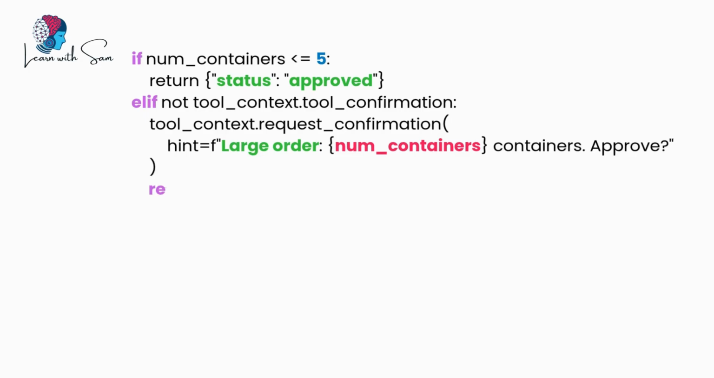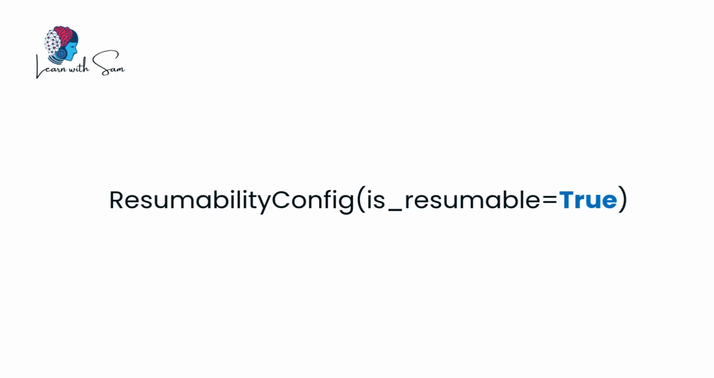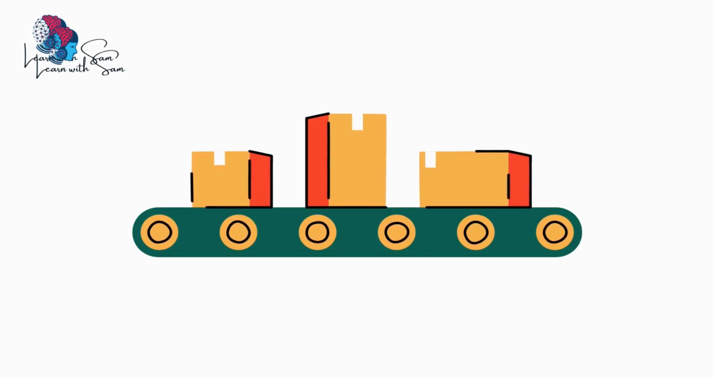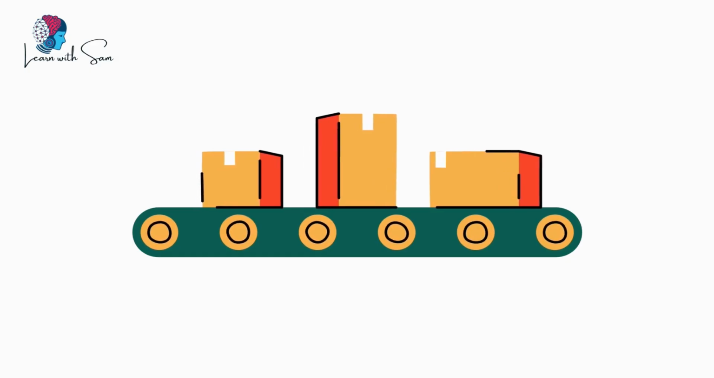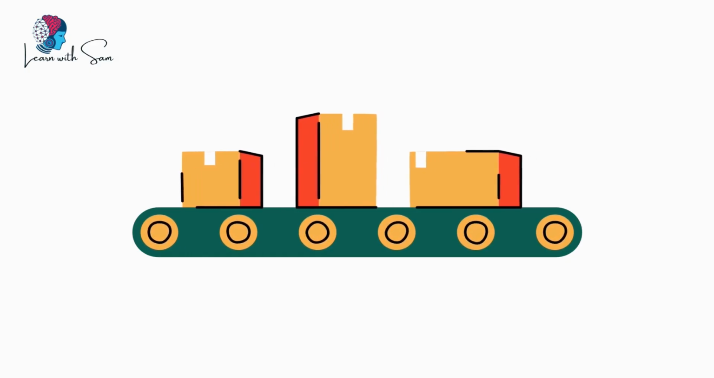To make this possible, we wrap our agent inside an app with resumability. This makes sure the agent remembers its state. So when you resume, it knows exactly what was happening before the pause. Let's explore. How does this pause and resume magic actually work?